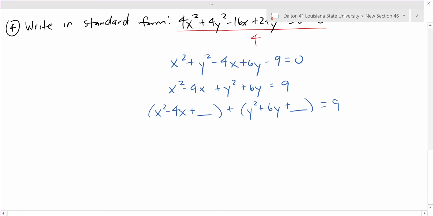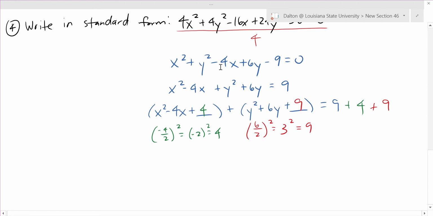So for the x's, b over 2 will be negative 4 over 2 squared, which is negative 2 squared, which is 4. There's no number on the outside that I'm distributing to that 4, so it is a true 4. If I add 4 to the left side of my equal sign, to balance that out, I'm going to add 4 to the right side of my equal sign. And I'm also going to complete the square for the y's. b for the y's is 6, so 6 over 2 squared is 3, and 3 squared is 9. So if I add 9 to the left side of the equal sign, to balance it out, I need to add 9 to the right-hand side. So you complete the square twice, you end up adding two numbers to each side.